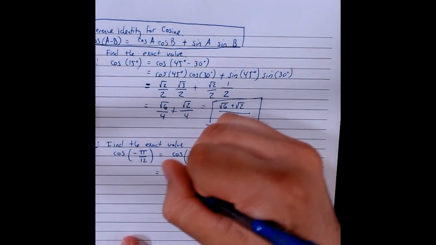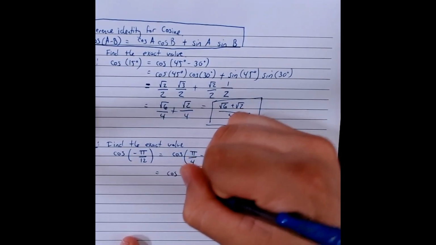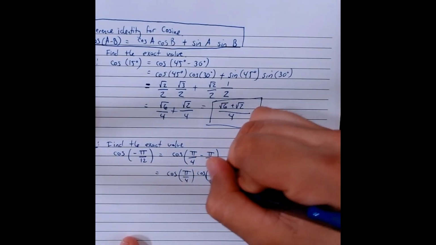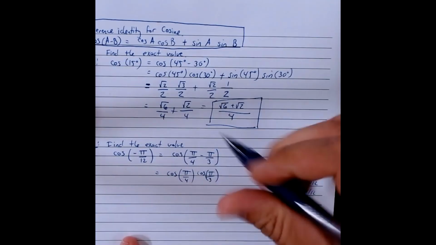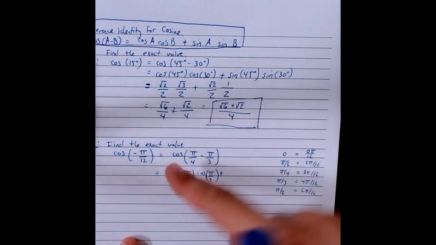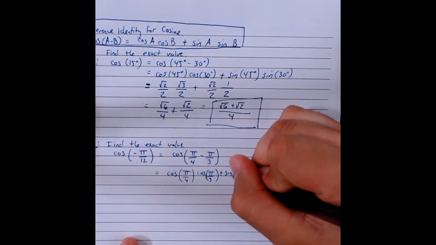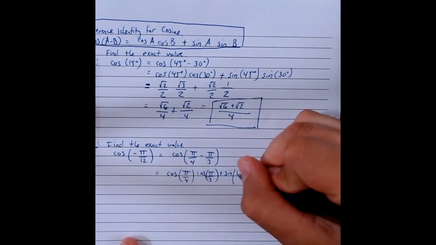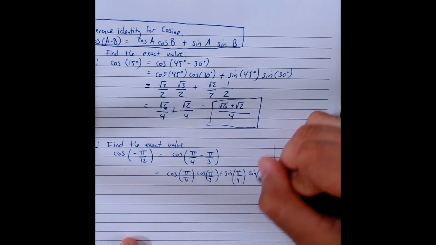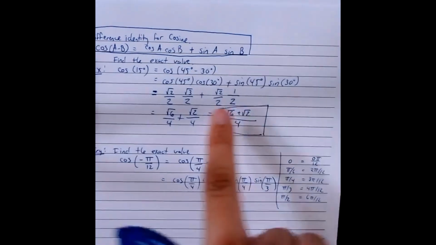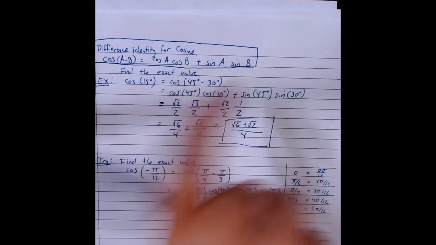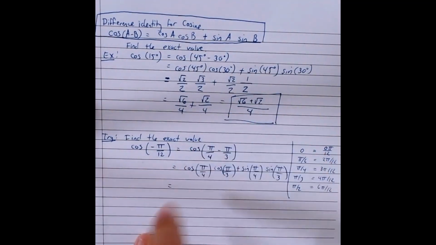This is going to be the cosine of pi over 4 times the cosine of pi over 3. And then I have plus, now I want the sine of the first angle, in this case sine of pi over 4, times the sine of pi over 3. And again, I'm just substituting in pi over 4 and pi over 3 for A and for B. And now these are all numbers that I know.